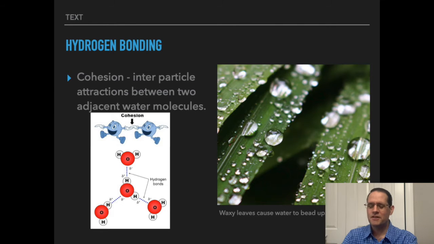Here's a picture of some leaves, and because of the waxy acids, carboxylic acids that are present in leaves, the water tends to bead up, much like water tends to bead up on a waxed car. We'll talk more about this in the future.